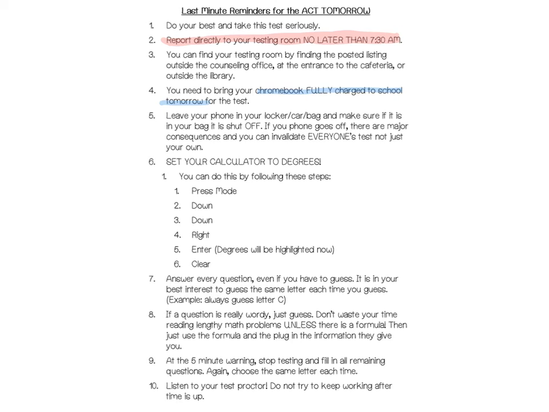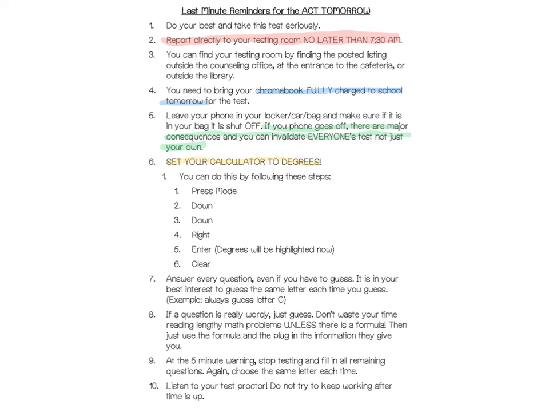5, leave your phone in your locker or car if possible. If you have to bring it with you, it needs to be in your bag and it needs to be shut off. If your phone goes off, there are huge consequences because this is a nationwide test. This is not just a Findlay High School test. You could invalidate every single person's test score in your room. So again, if you have to bring your phone, you need to have it shut off.